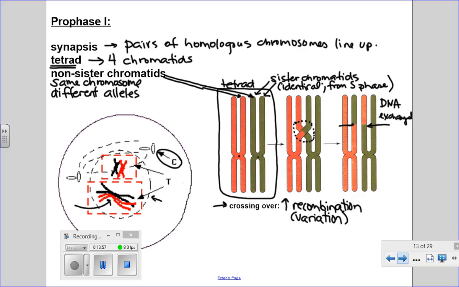Now, crossing over is only something that actually causes an effect when we are talking about non-sister chromatids. If they were two sister chromatids, since they have identical DNA, it wouldn't matter if they crossed over because the information would be the same on both of them. Since the red one and the green one are not identical, there's a possibility that the information is not the same on both of them, which could lead to recombination of characteristics and more variation.